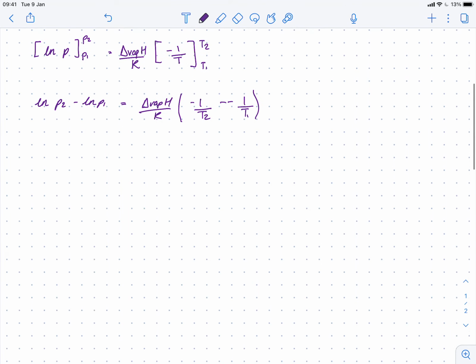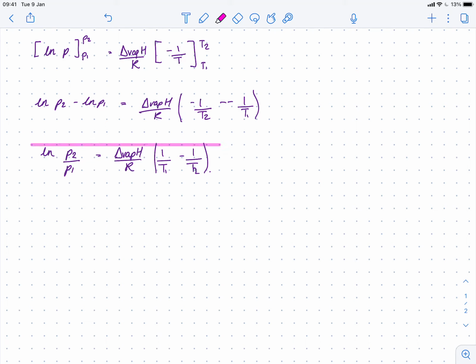So if I tidy this up here, I'm going to tidy up my logs first because I can collect them in my rules of logs. Remember that the log of a minus the log of b is the log of a over b. And then this can be written as, because my 1 over t1 is positive, I can write it like this. And this, as far as I'm concerned, is a finished answer.